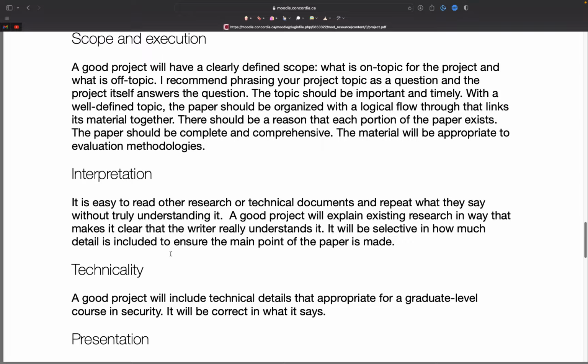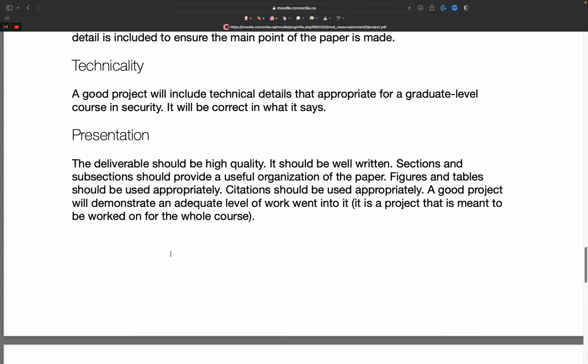Technicality is just, this is a graduate course, so I expect something that has some level of technical detail. What this means will differ. If you're doing crypto, security, software, network, human security, whatever, what that looks like is different. But the main thing is you don't shy away from the details. When it's time to get technical and you have to explain the finer-grain details of the project, you don't just gloss over it. You're not scared or put off by it.